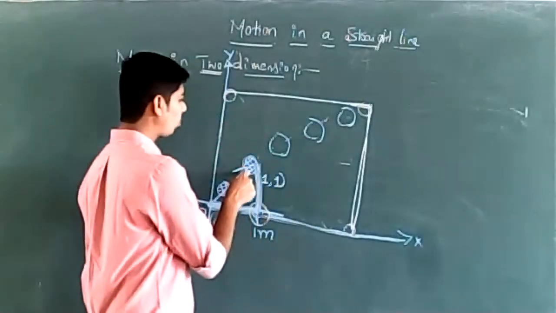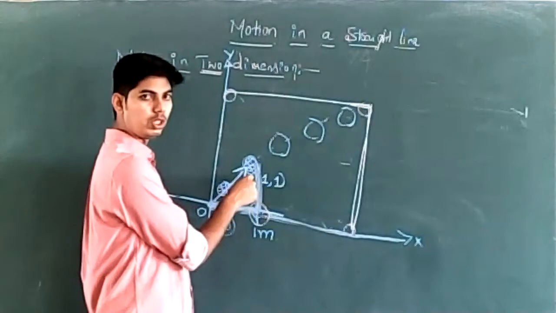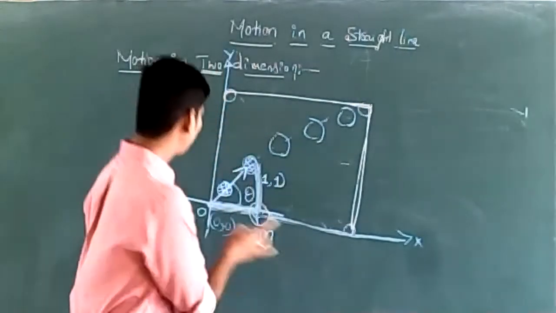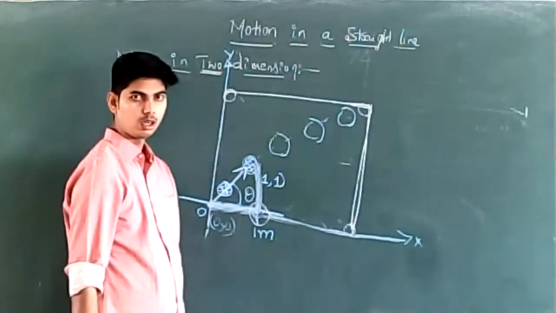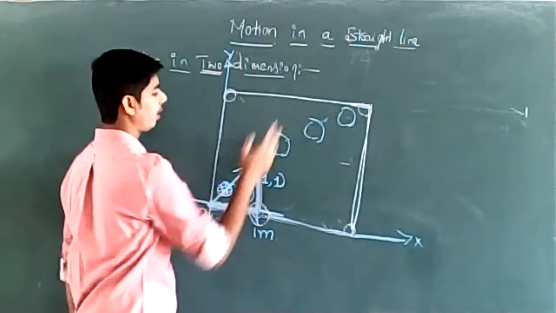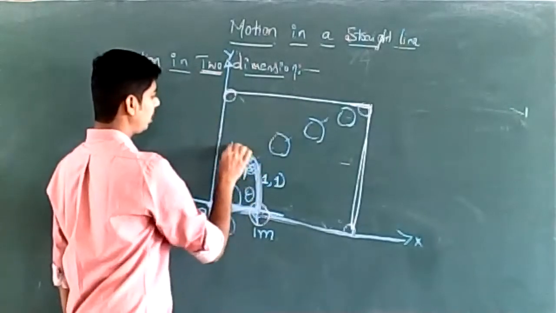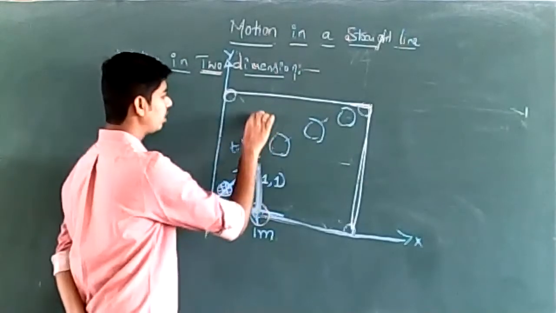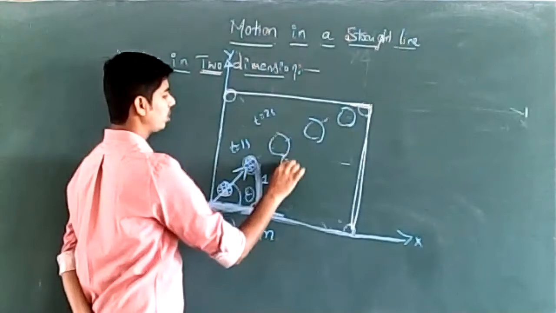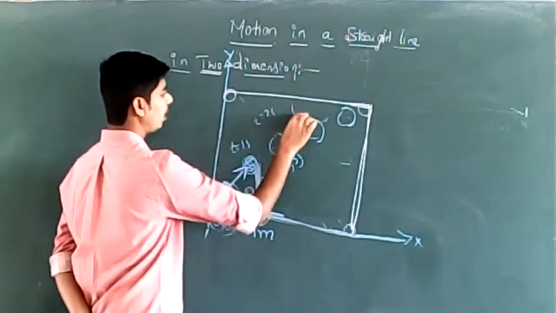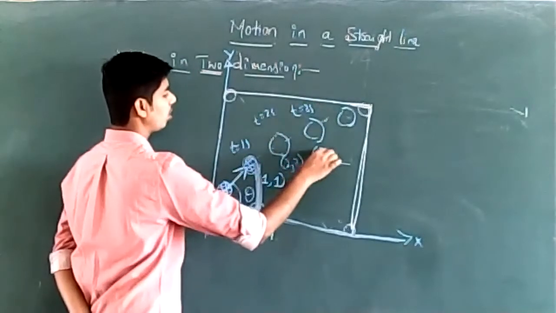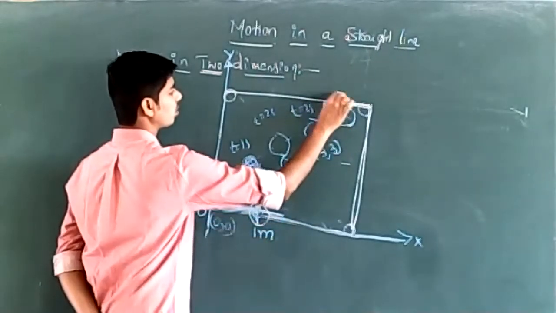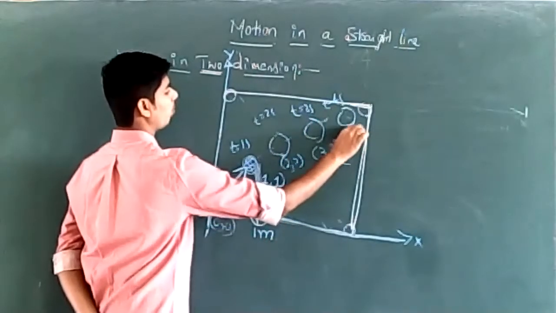However, how many coordinates are required to specify the position of this coin? Two position coordinates are required. However, when I strike this coin in this direction, at time t equals 1 second, the position of the coin was 1, 1. At time t equals 2 seconds, the position of the coin is 2, 2. At time t equals 3 seconds, the position is 3, 3, and at time t equals 4 seconds, the position is 4, 4.